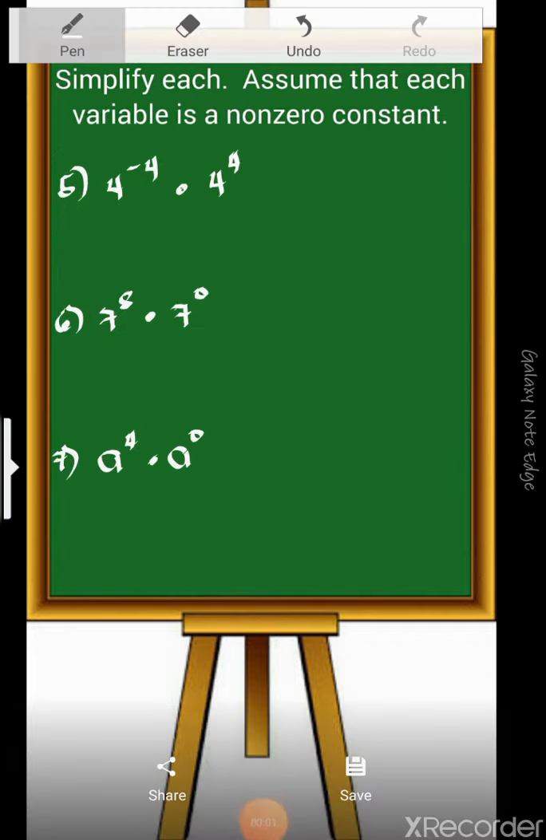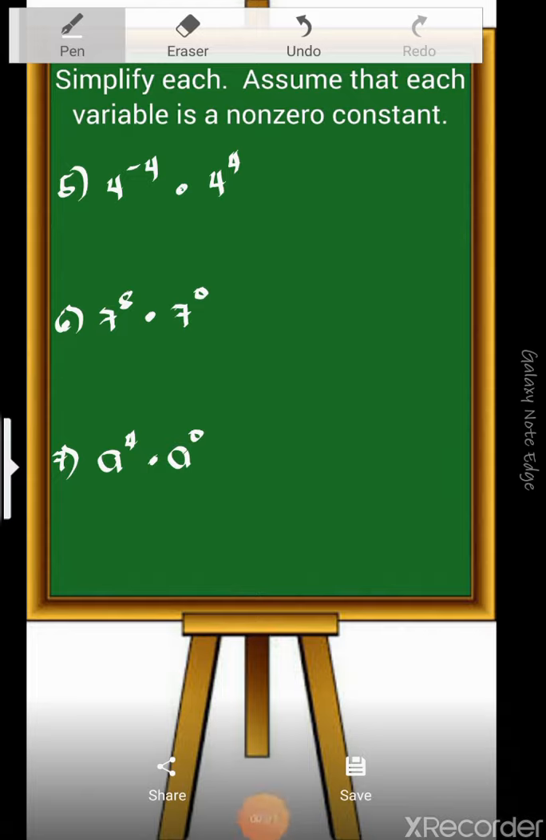For number 5 to 7, as we can see, they have the same base. So the base for number 5 is 4, number 6 is 7, and number 7 is A. And the operation that has been used is multiplication. So the property or the rules that we are going to use here is the product rule for exponent.